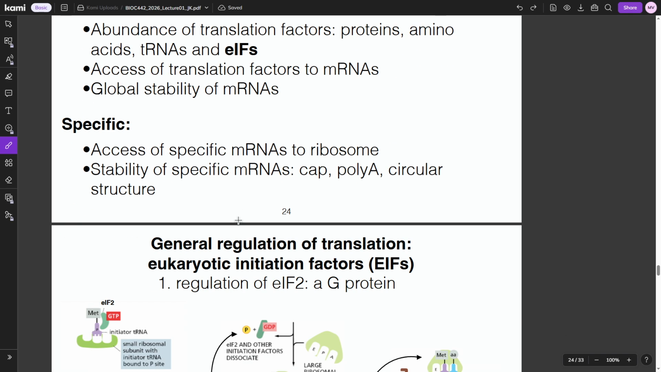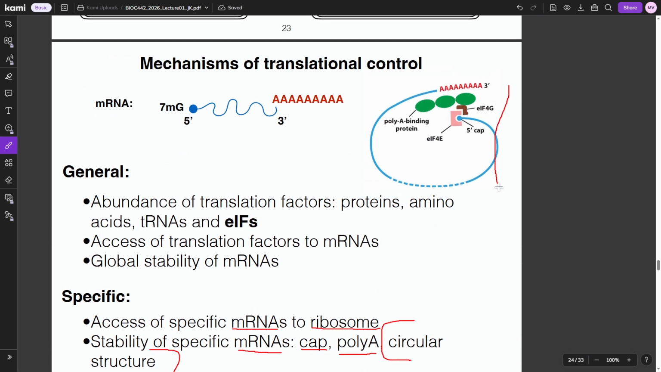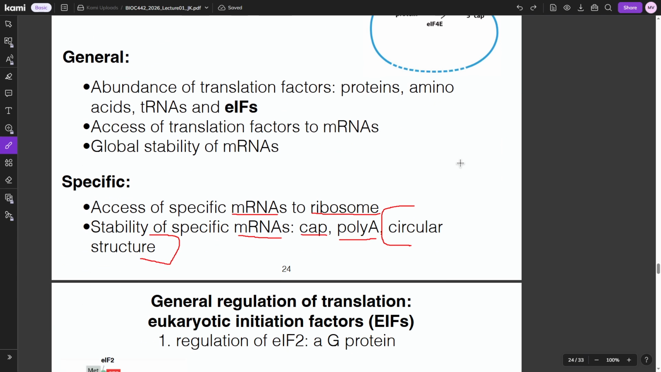So in particular, we're going to look at whether mRNAs have access to a ribosome. And then stability-wise, we're going to look at whether mRNAs have a cap and poly A tail plus the circular structure that keeps it stable. Here is an example of that circular structure that stabilizes the mRNA. It uses a bunch of polyadenylate binding proteins plus some other initiation factors. We've got 4E and 4G here, along with the 5' cap that helps stabilize the whole thing.